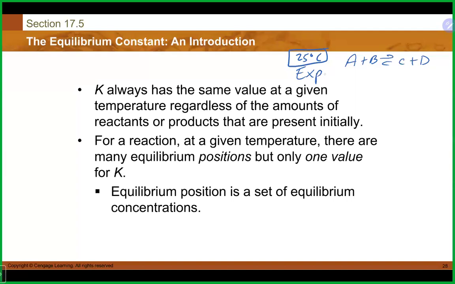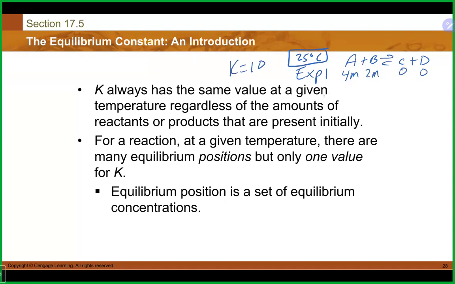And I did experiment 1, and I started this reaction with 4 molar of A and 2 molar of B and nothing of C and nothing of D. And I calculate my K value, and I'm going to say my K value is going to be 10, just making up, obviously, the number here.